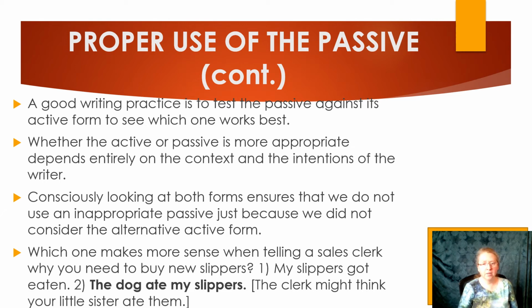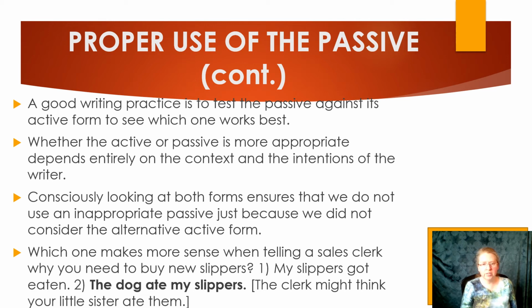Now, if you're trying to figure out which one's more appropriate, it depends on the context and also on the intentions of the writer. So what do you want your reader to focus on? The doer of the action or what was done? You can kind of direct them based on which voice you use. But by being conscious of checking them both, it's a good way to make sure you don't fall into the trap of using the passive too much. Consider the active form and then make a decision which one would fit best.